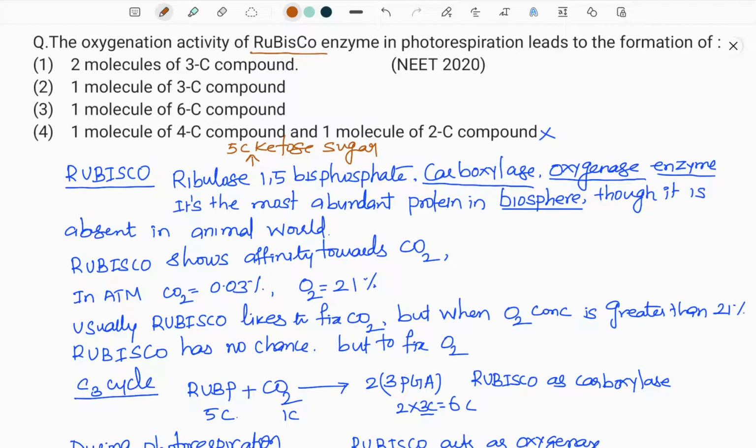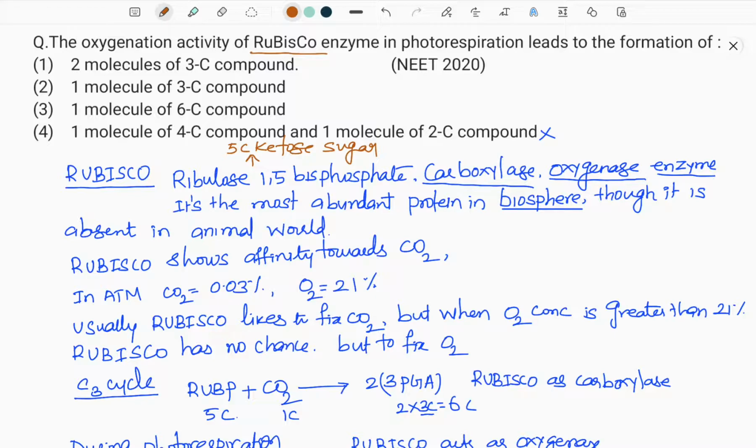Then why is it added with carboxylase and oxygenase? Remember, these two indicate that it's an enzyme first of all. Enzymes are organic catalysts, biocatalysts, they speed up the rate of reaction by decreasing activation energy. And why is it given the dual name carboxylase and oxygenase? Yes, it is a dual enzyme. Dual enzyme means it can fix carbon dioxide and oxygen. Yes, it can fix both.